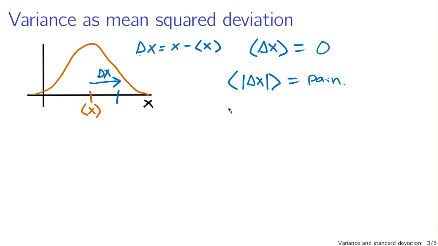What statisticians and physicists do in the end then is, instead of taking the absolute value of a number to make it positive, we square it. So you calculate the expected value of the squared deviation, sort of the mean squared deviation. This has a name in statistics. It's written as sigma squared, and it's called the variance.